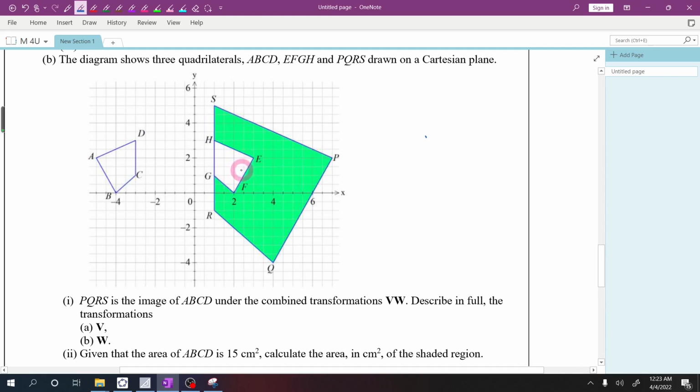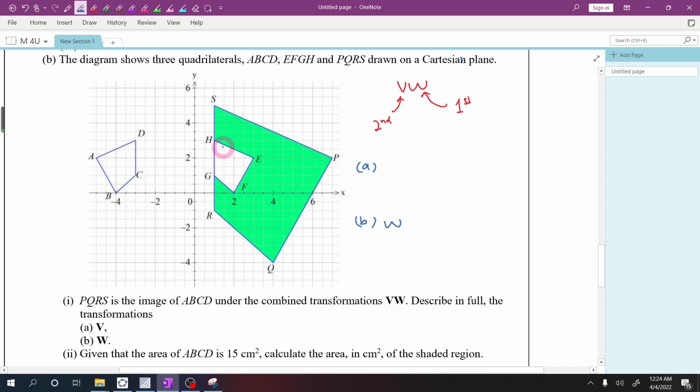Okay? So the combined transformation is VW. Be careful, this is the first one, this is the second one. Okay, let me describe the first one first. W is the first one.